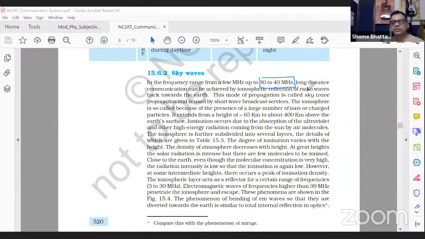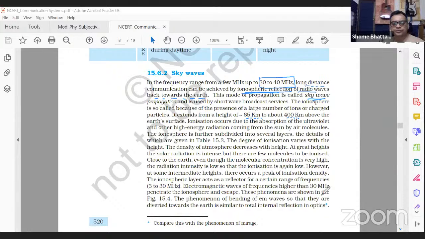So this is the frequency range. It's a long distance communication because the ionosphere reflects the radio waves back towards the earth. This mode is called sky wave propagation, and it extends from a height of about 65 kilometers to about 400 kilometers above the earth's surface. And this ionization occurs due to absorption of UV radiation, etc. All these things you can go through.